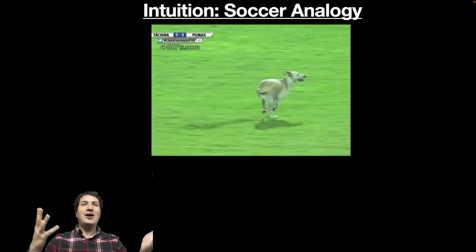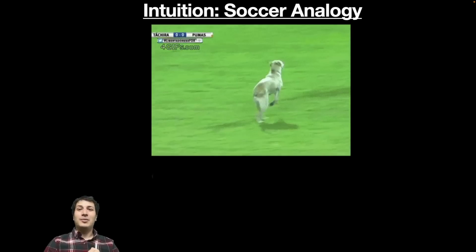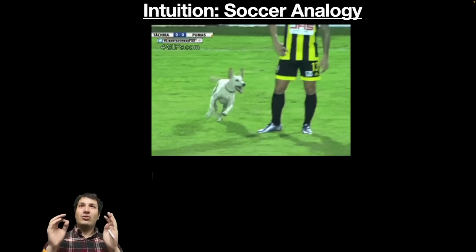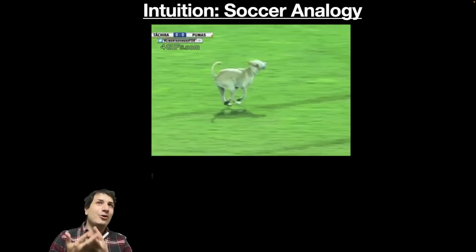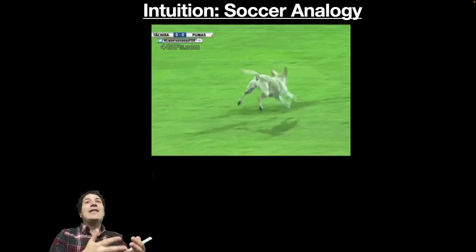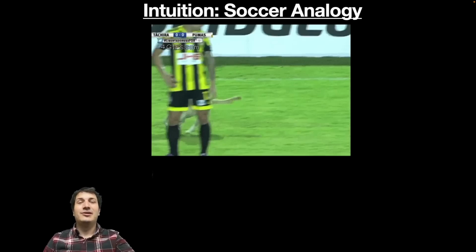So what does a dog running onto the field have to do with Alice and Bob? What I'm going to do is describe a situation that we're more familiar with, a soccer game with a dog running onto a field, and then I'm going to explain why that is similar to the Alice and Bob coin flip game.